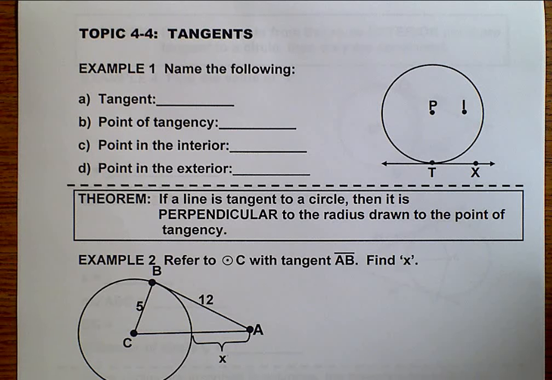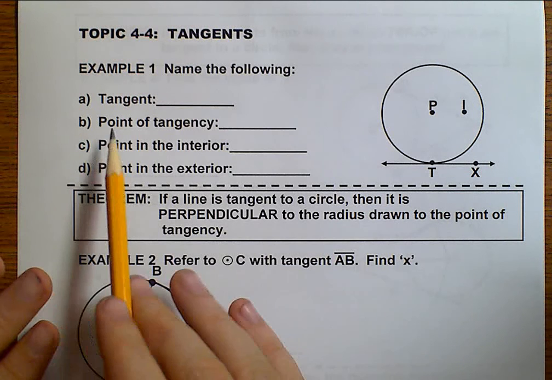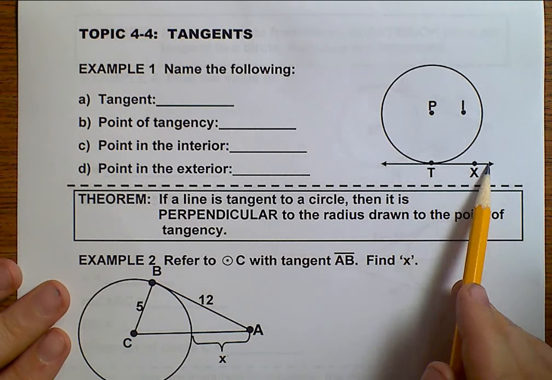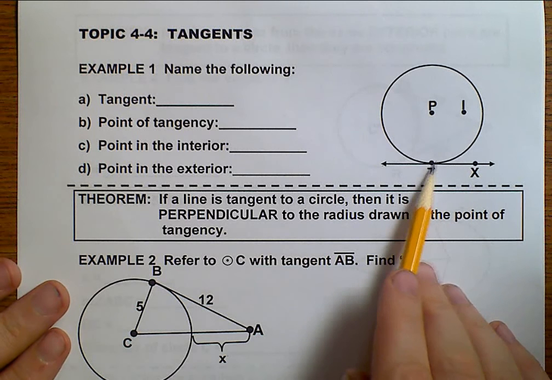Hello class, this is Geometry, topic 4-4 on tangents. Now we talked about tangents briefly back during 4-1. We're going to be going over them again more in depth here for 4-4. So the tangent is a line that intersects a circle at exactly one point.